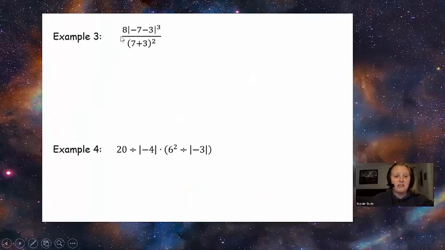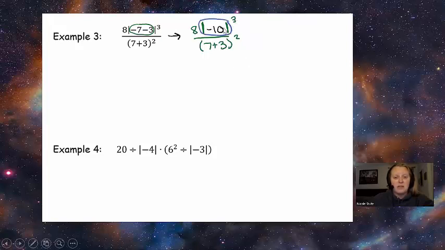Our next problem has a fraction bar, but that's okay. It doesn't mean that it's going to be harder or anything like that. So again, I just choose, do I want to start with the top or the bottom, and it doesn't matter. I'm going to circle what's inside the bars on the top. When I do -7 minus 3, I get -10. And then I have to copy my 8, my bars, my little exponent, and the bottom.